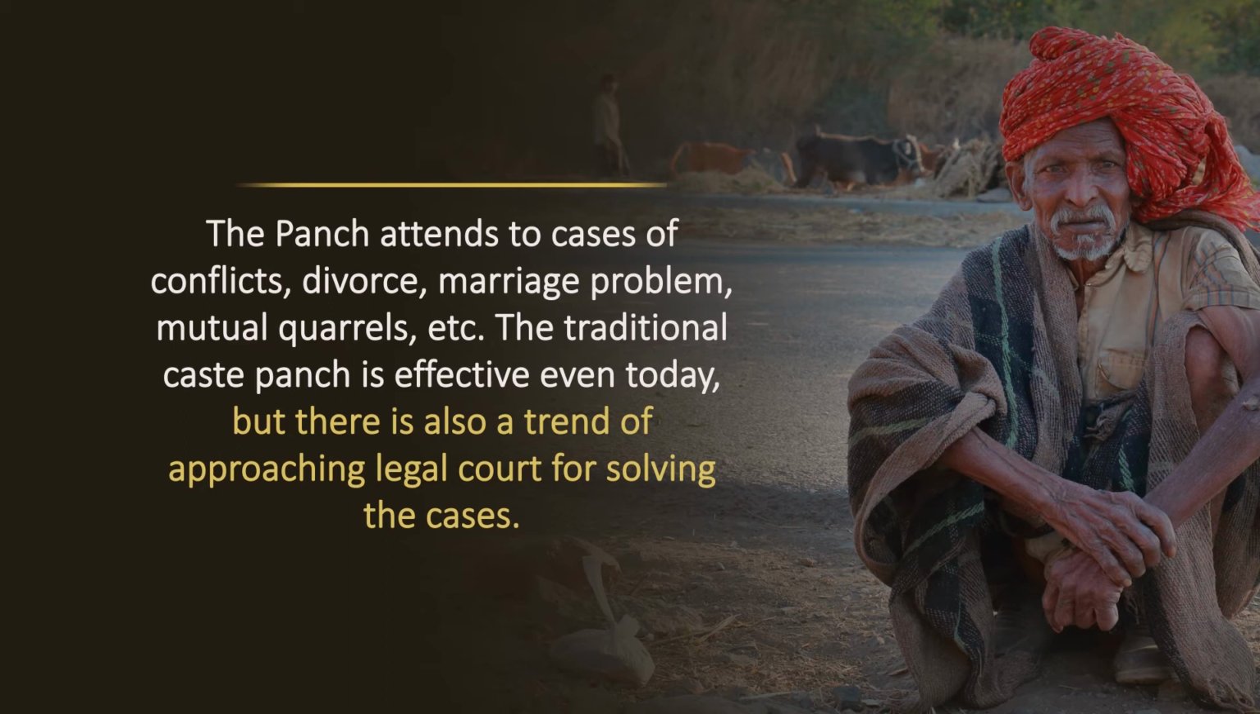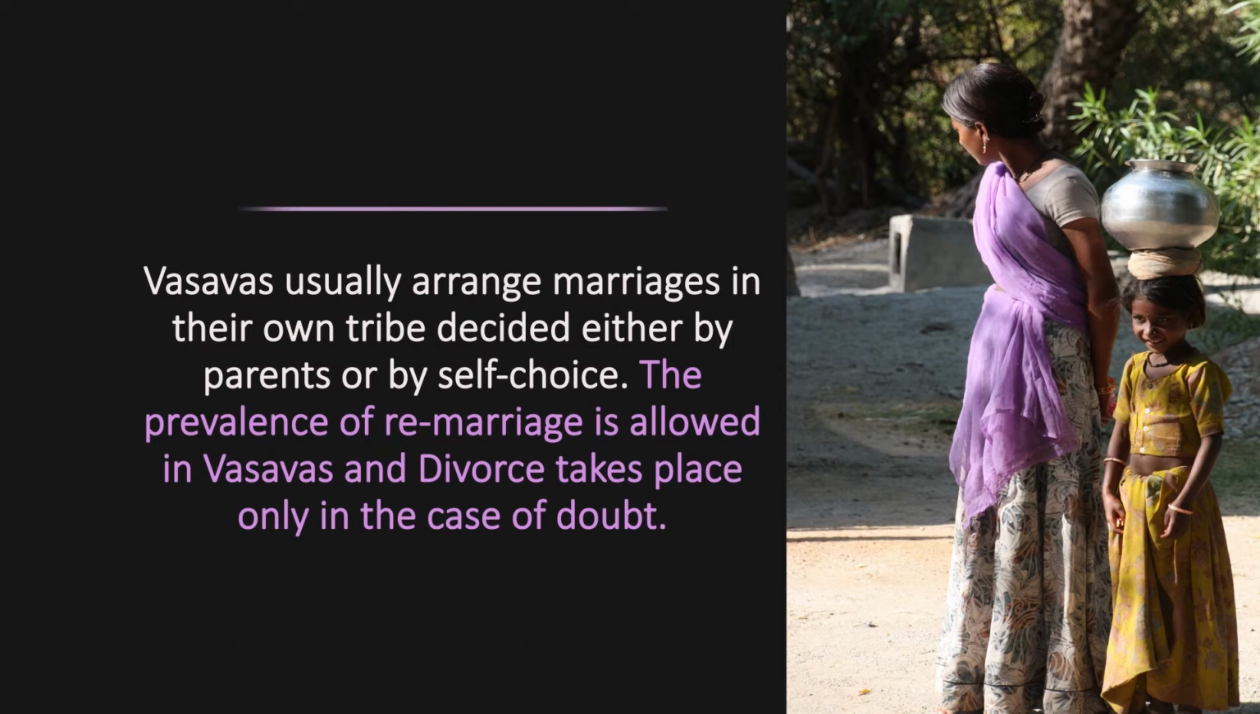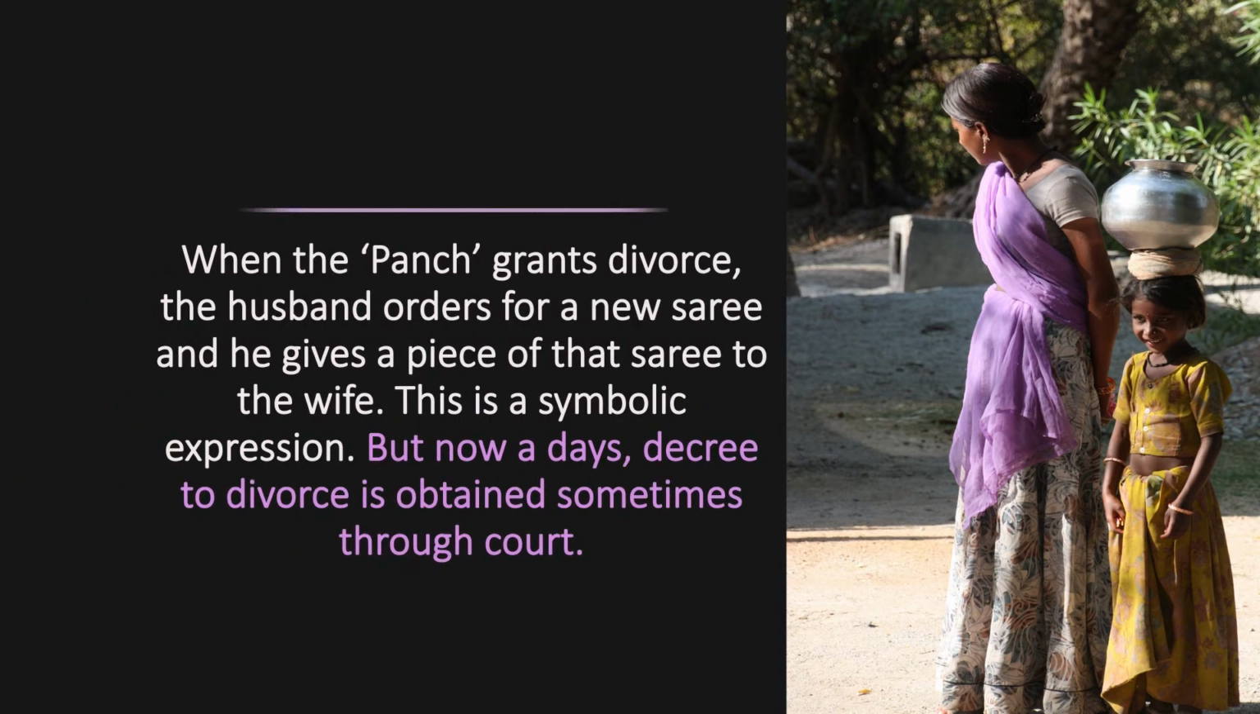The traditional caste panch is effective even today, but there is also a trend of approaching the legal court for solving the cases. Vasavas usually arrange marriages in their own tribe, decided either by parents or by self-choice. Remarriage is allowed in Vasavas, and divorce takes place only in the case of doubt. When the panch grants divorce, the husband orders a new sari and he gives a piece of that sari to the wife. This is a symbolic expression, but nowadays, a decree of divorce is sometimes obtained through court.